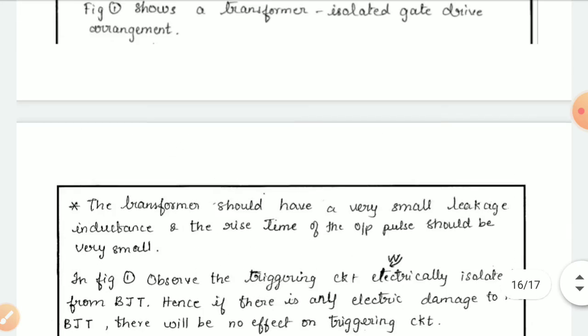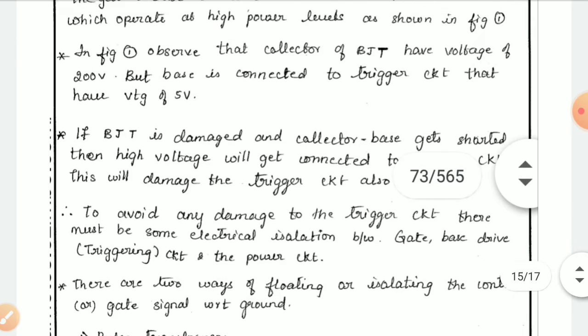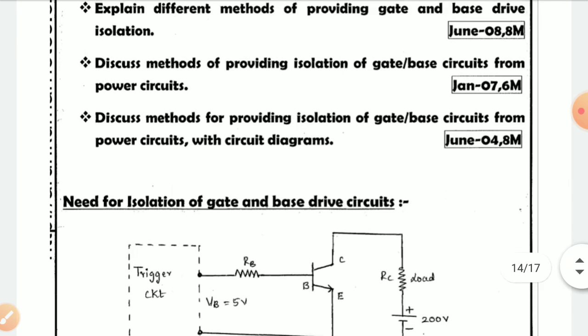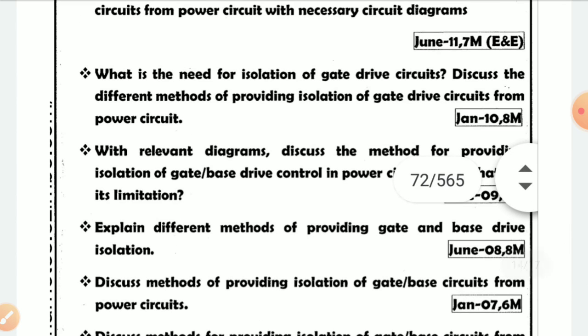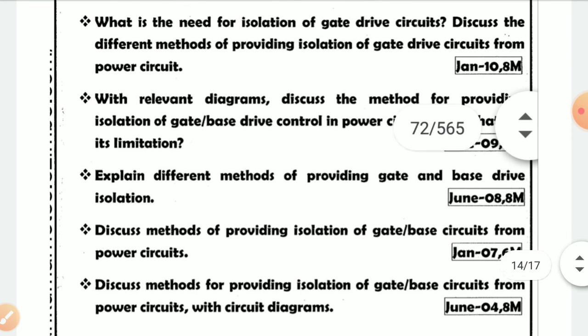Okay. So in this, what we discussed is the need of isolation, why isolation is required. The need, once again, is to protect the driver circuits from faulty currents. That is why isolation is a must in all power electronic devices. Okay. You may get the questions in a different way.